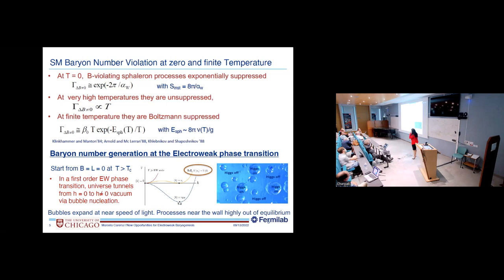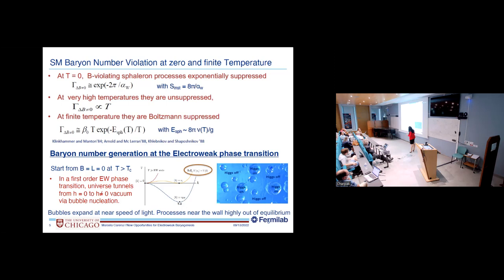So what this means is I'm going to assume that there's no other source. You can think about other sources, but that is not what we discuss today. At any time before the electroweak phase transition, which here I'm identifying with the critical temperature, baryon and lepton number are both zero. So there's nothing there. I'm going to generate everything at the moment that the Higgs turns on. And this is my Higgs: Higgs on, Higgs off. These are the bubbles of real vacuum that start to expand in the false vacuum.